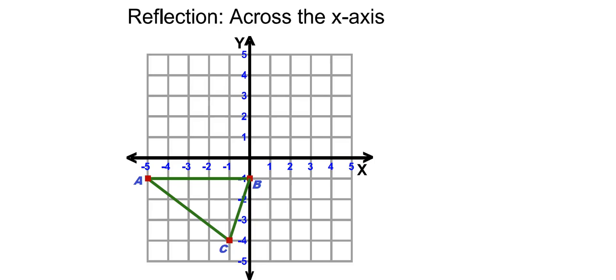Reflection. So we have to reflect this triangle here, which is ABC, and we have to reflect that across the x-axis. So first of all, let's identify the x-axis. That's the one that goes across. So this is the x-axis. So we'll be using this line as our mirror line.